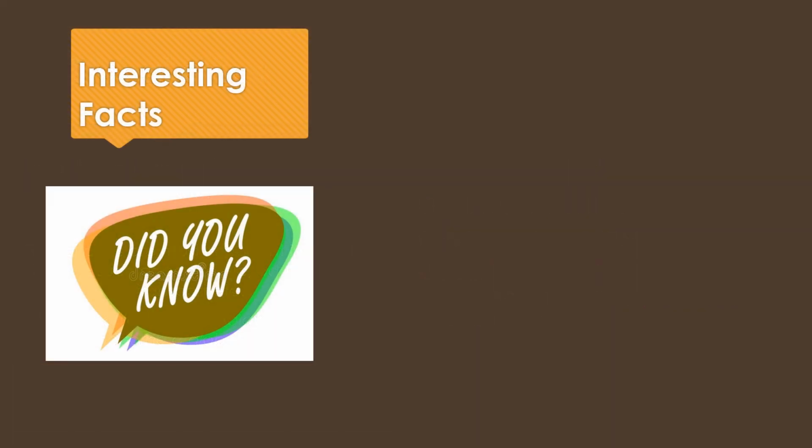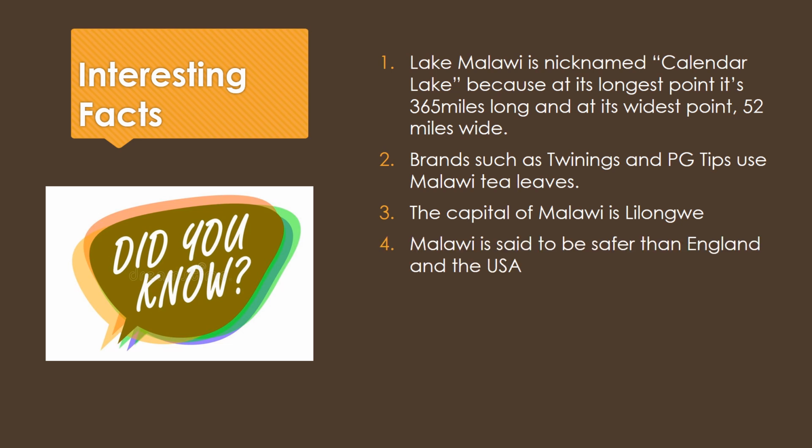And finally, then we're on to our interesting fact slides. So here are a few facts that I found out about Malawi putting this lesson together. Lake Malawi is nicknamed Calendar Lake because at its longest point, it's 365 miles long, and at its widest point, it's 52 miles wide, because we have 365 days in a year and 52 weeks in a year. So that's why it's called Calendar Lake.